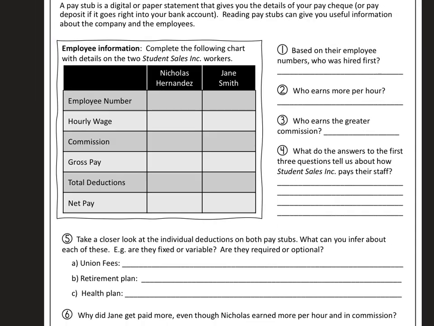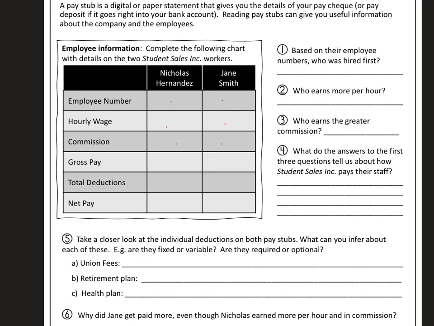All right. So based on their employee numbers, who was hired first? Was it Nicholas or Jane Smith? So you're going to look at their employee number and you're going to put their employee number in here and in here. And then you're going to guess which one was hired first. You're going to tell me how much they each make, and then you're going to answer who earns more per hour.